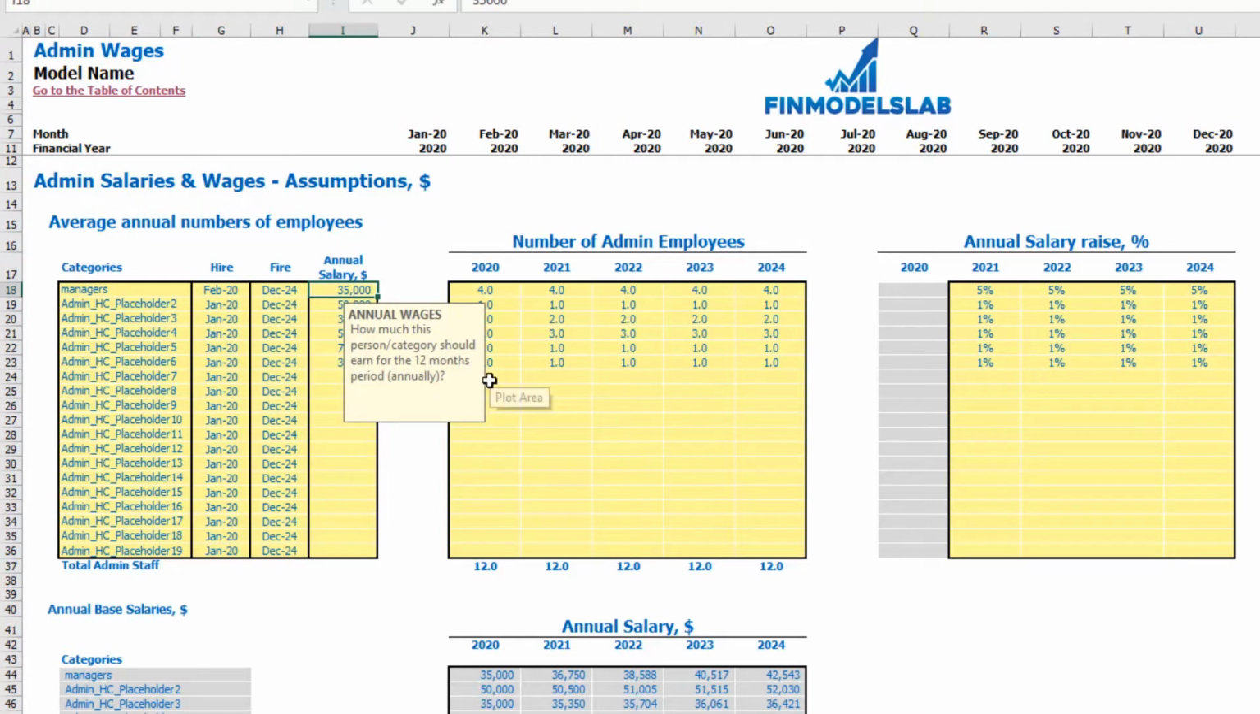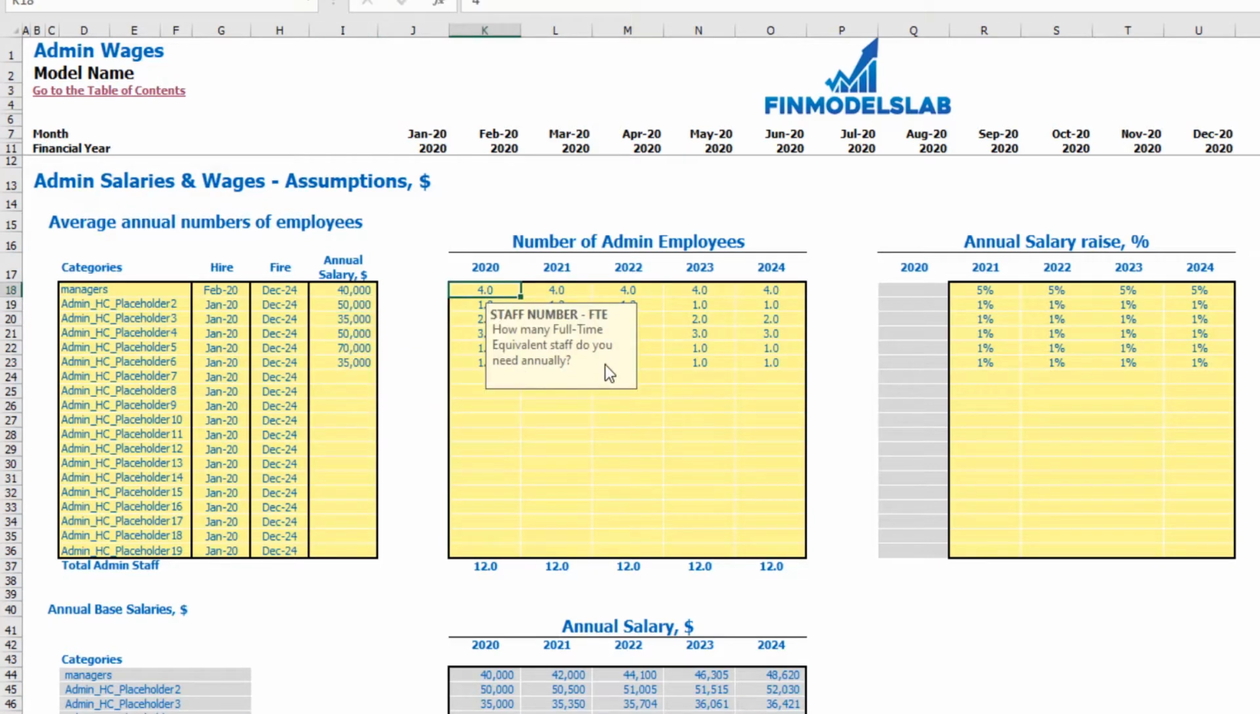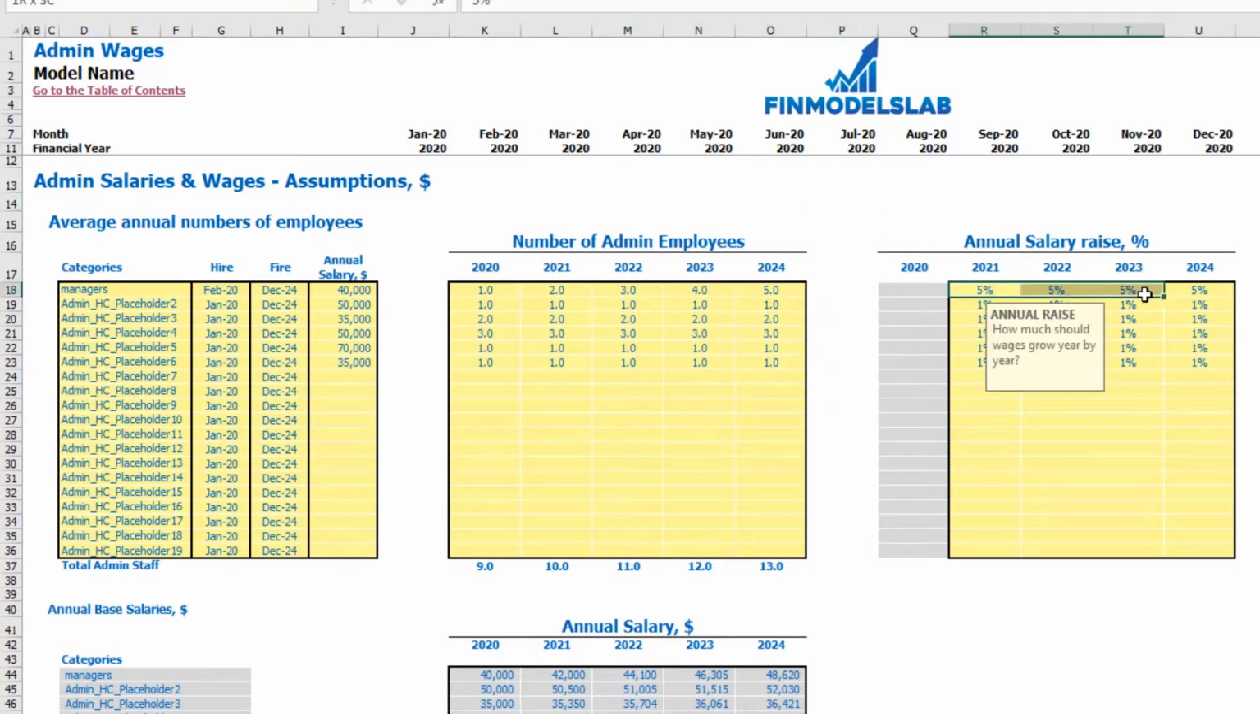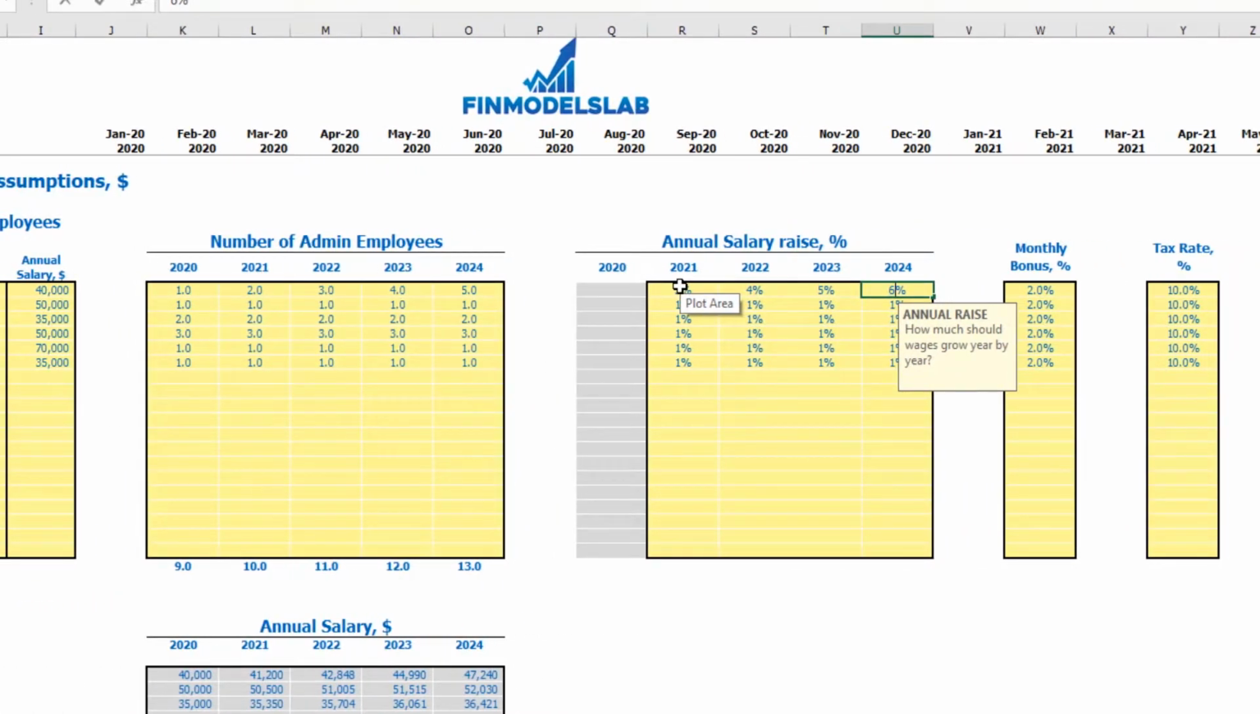You can adjust annual salary per one headcount, can be, for example, $40,000. Then you should input number of admin employees. Let's pretend in the 2020 it will be 1, then 2, 3, 4, and 5. Then also you can input annual salary rise. So, for example, 3% of annual salary first year, 4 next, 5 and 6.